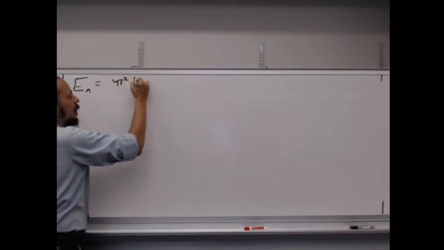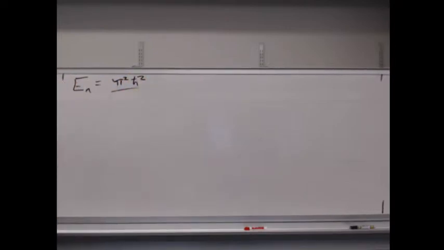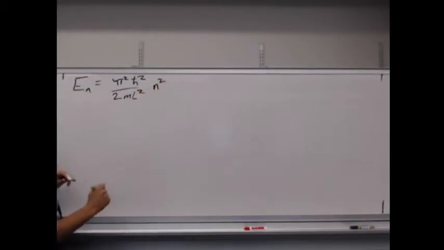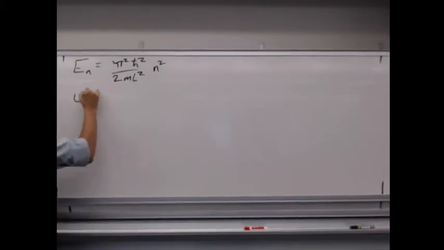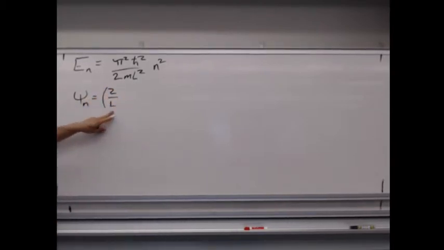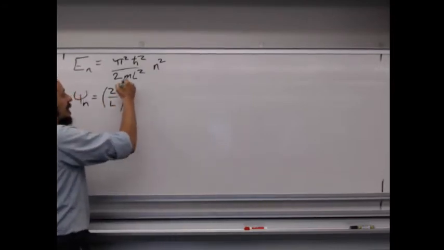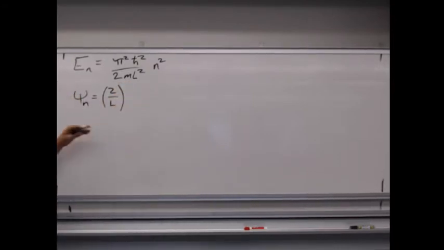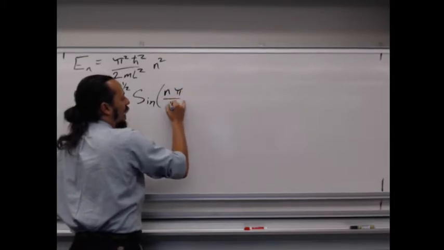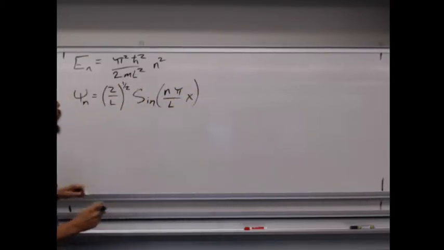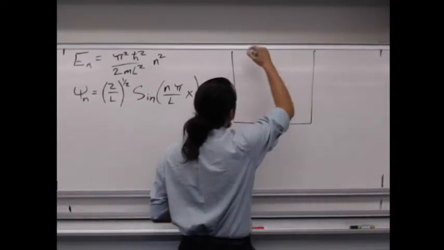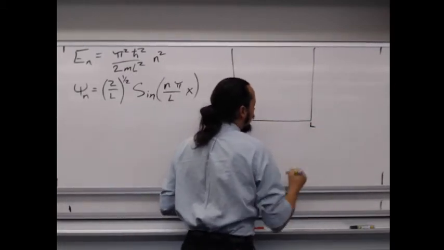That's going to be pi squared h bar squared over 2mL squared times n squared. And we had wave functions associated with those that were the square root of 2 over L. This was our normalization constant that we calculated by looking at psi star psi and insisting that it's equal to 1 when we do that integral, times sine of n pi over L x, where we are looking at some box that goes off to infinity on the sides and goes from 0 to L.